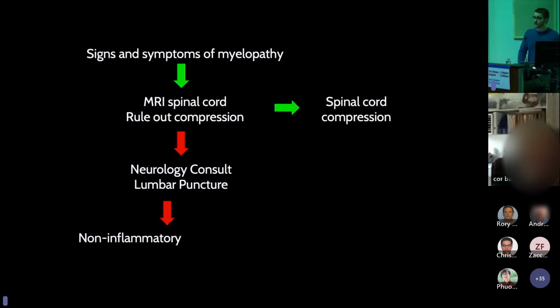If the LP is not suggestive of inflammation, your differentials include metabolic or toxic changes, radiation changes, paraneoplastic, vascular etiologies like early ischemia or a spinal dural AV fistula. If the LP is suggestive of inflammation, there are multiple etiologies. We have viral, bacterial, multiple sclerosis, lupus, and sometimes idiopathic.